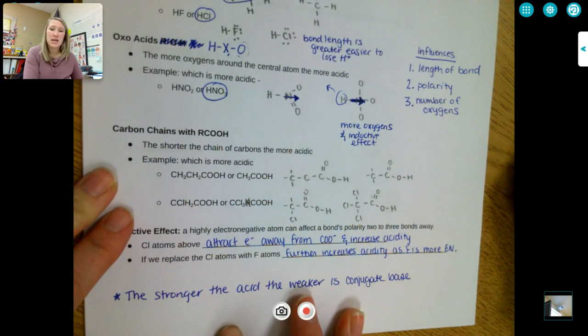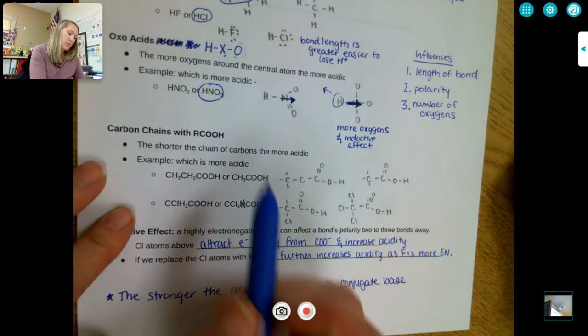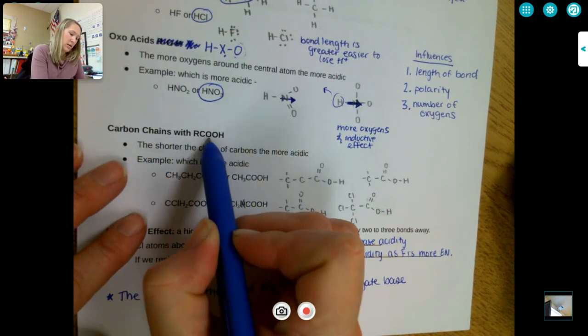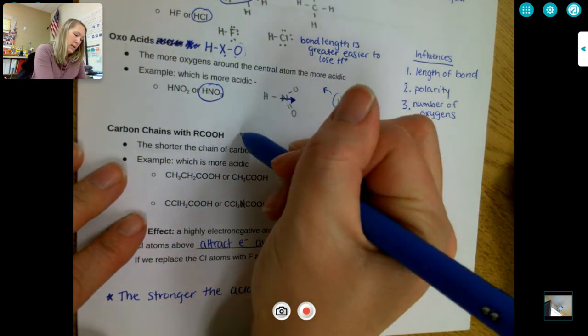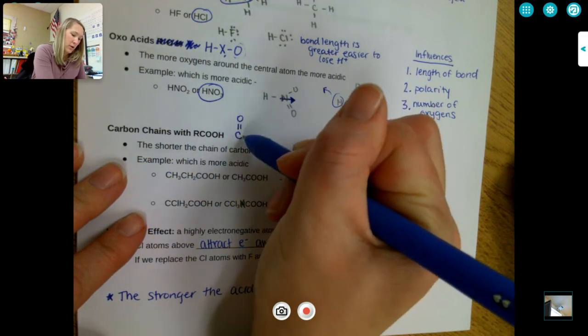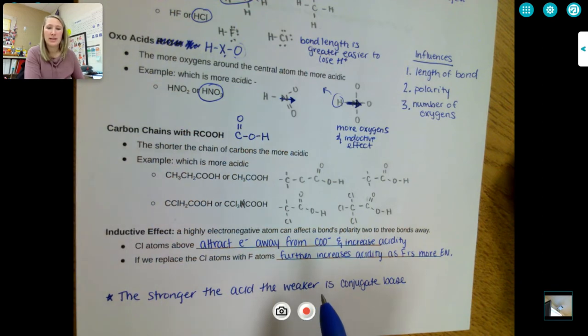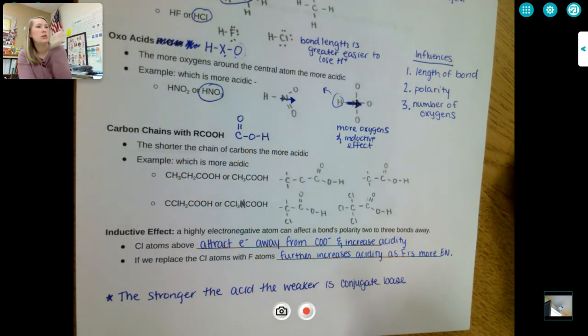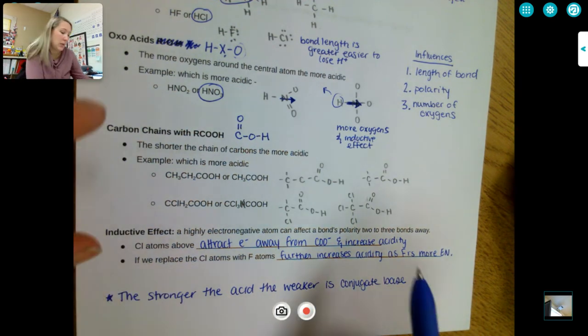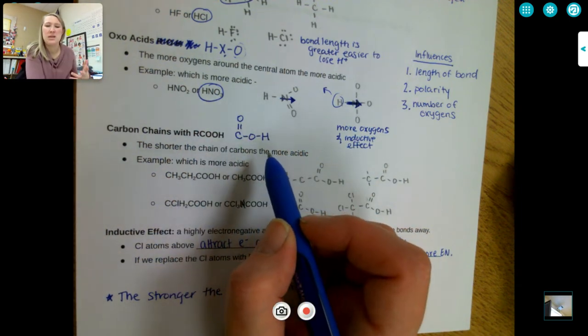We can also look at chains of carbon. So this is shown as RCOOH, and COOH makes a carbon double bond OH. It's a type of functional group. If you take organic next year, or if you're in it this year, you'll learn about functional groups and what those are. We don't care about that now. We just know that this is a thing.